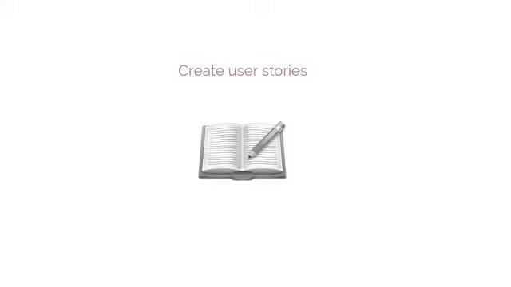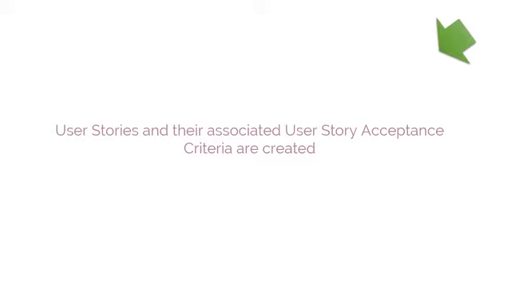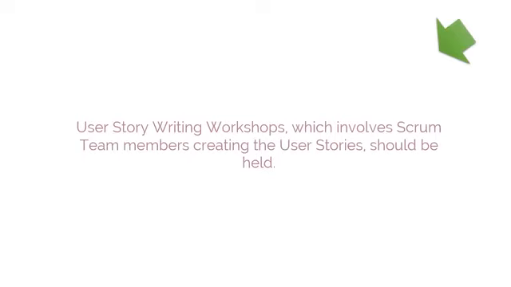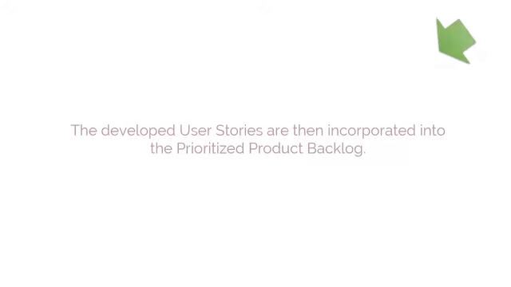The first process is create user stories. In this process, user stories and their associated user story acceptance criteria are created. User stories are usually written by the product owner and are designed to ensure that the customer's requirements are clearly depicted and can be fully understood by all stakeholders. User story writing workshops, which involve Scrum team members creating the user stories, should be held. The developed user stories are then incorporated into the prioritized product backlog.